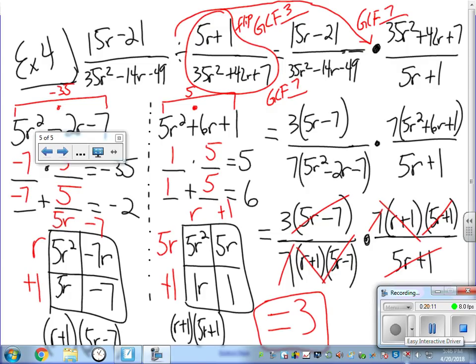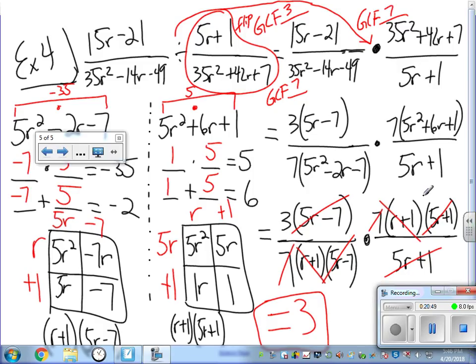The answer is 3. Can you believe that? The answer is 3. We end up with a single number. Pretty interesting, huh? All right, so let's go through it right quick. First, we had division, so we have to change that to multiplication. Keep the first fraction the same. Don't you dare touch. Keep first fraction the same. Change division to multiplication. That's the switch. And then the flip, you take the second fraction and you turn it upside down.